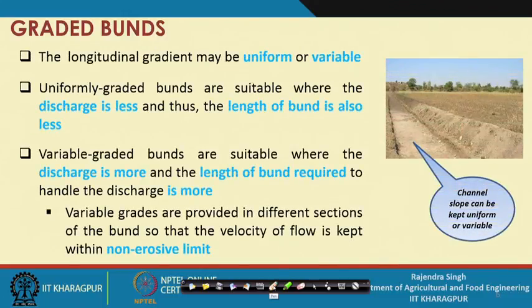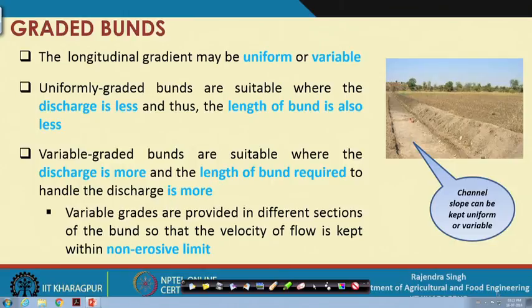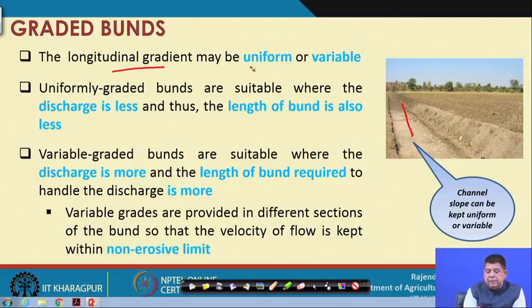Then we have already seen that we provide some kind of a longitudinal slope here. So, this is the channel. We provide some kind of longitudinal slope depending upon which direction we have to take the water, and this gradient may be uniform or variable, that is also a possibility. You can have a uniform grade throughout the length, or the grade could vary also.